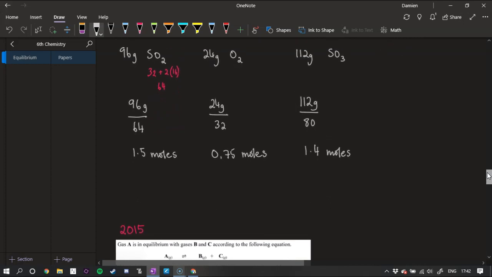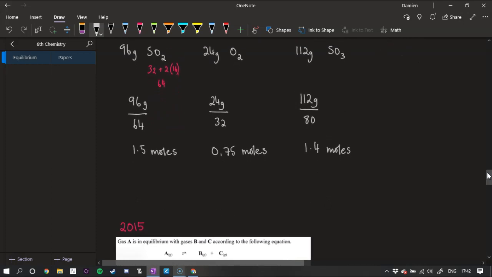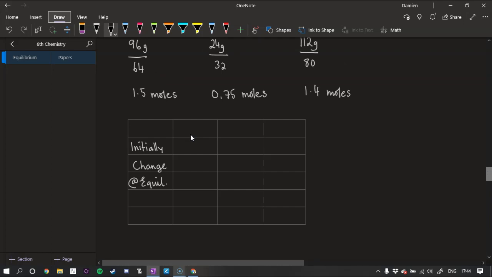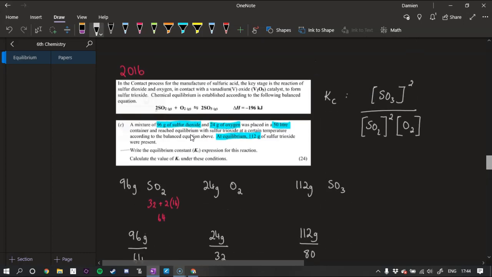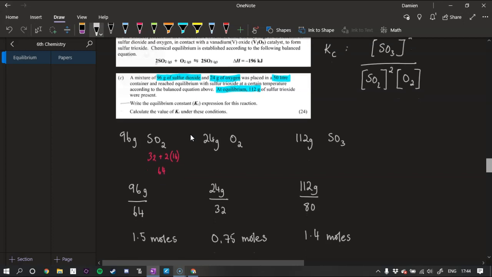I'll come back in a second when we have that done for the table. Okay, so we have our table drawn here. Let's put in our details for the equation. So we have 2 SO2, we have an O2, and then we have our equilibrium and 2 SO3 on the right-hand side. To work out what we've got initially, we've got to go back to the question. We're told that a mixture of the sulfur dioxide, so this here is your sulfur dioxide, this here is your oxygen. So we have 1.5 and 0.75 moles.